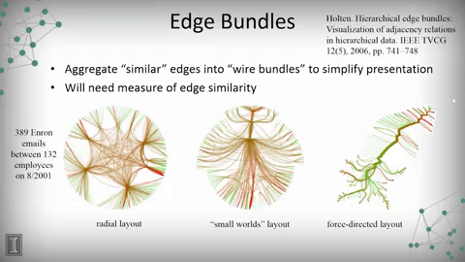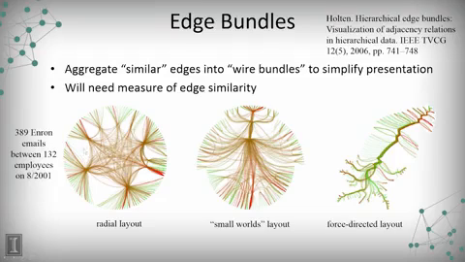So there are other techniques for laying out graphs. Here's an example technique called edge bundles, where we just put all of the nodes in a ring. We make a circle, a radial layout of nodes, and then we draw the edges in the region inside this disk surrounded by this circle of nodes. And we can start to group edges together. If we have some way of measuring the similarity of edges, we can create basically wire bundles called edge bundles that simplify the visualization of this graph.